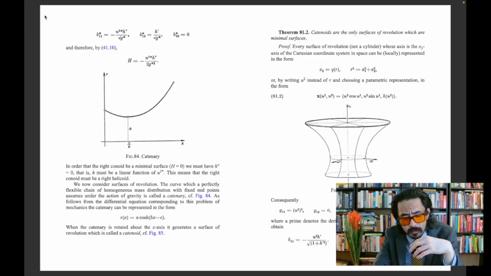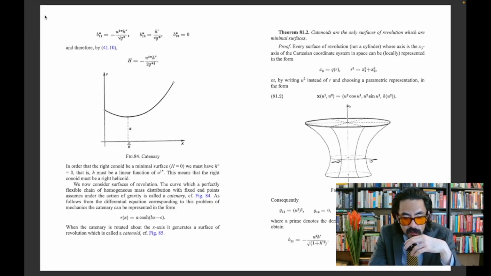Then we have figure 84, which is of a catenary. That's what you rotate about an axis in order to obtain the catenoid. Catenary turns into a catenoid that way. So moving on, in order that the right conoid be a minimal surface, namely where mean curvature capital H is equal to 0, we must have that lowercase h double prime is equal to 0. That is, lowercase h must be a linear function of u1 star. This means that the right conoid must be a right helicoid.